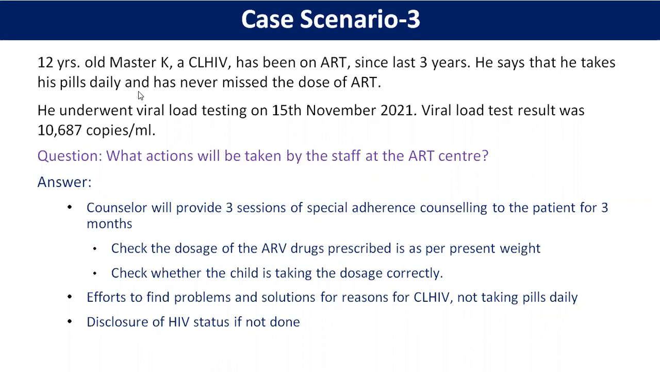Disclosure may not be done. So if it is a 12 years old adolescent child and he does not know what is happening, then adherence won't continue for a long time, and it won't be good for him also. So gradual disclosure has to be done, and the child should understand what disease he has and how to carry on with a successful life.